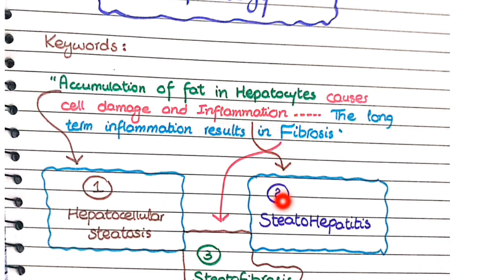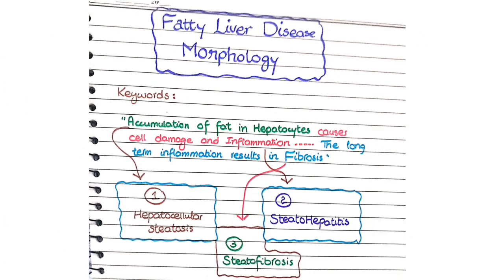So this is characterized by a stage of steatohepatitis. In steatohepatitis, itis means inflammation. The third keyword is that the long-term inflammation results in fibrosis, and this stage is known as steatofibrosis. So in fatty liver disease, we have three types of alterations, that are hepatocellular steatosis, steatohepatitis, and steatofibrosis.